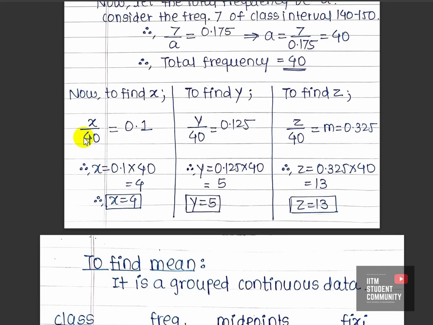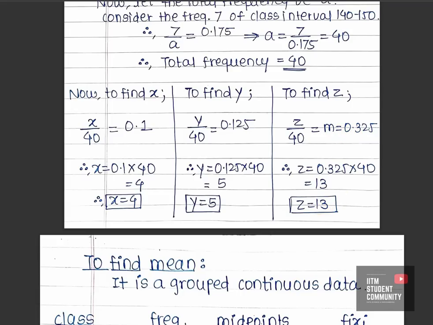X divided by 40, the corresponding relative frequency was 0.1, so x turns out to be 4. Y upon 40, the total frequency, with corresponding relative frequency 0.125, so y turns out to be 5. Z upon 40, the corresponding relative frequency was 0.325, so z turns out to be 30.